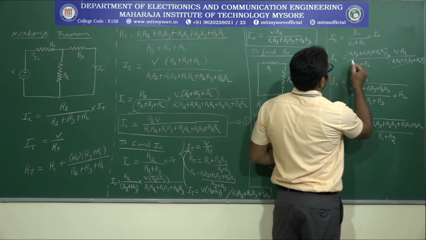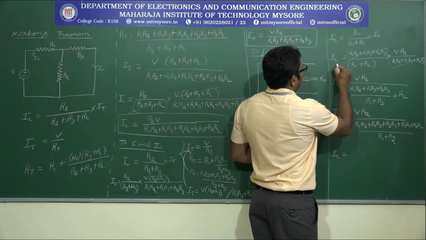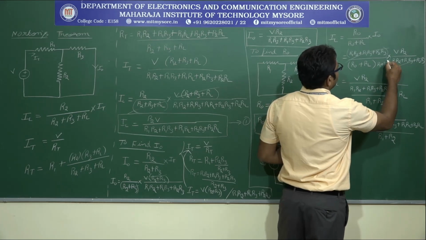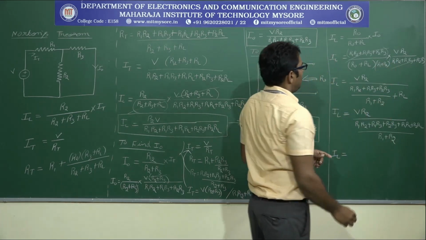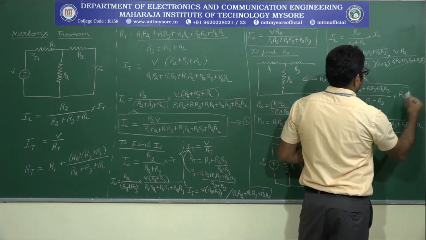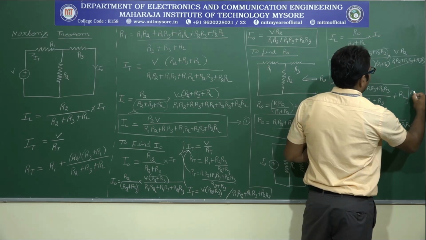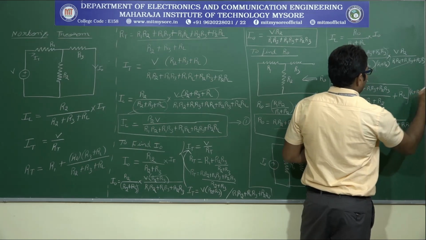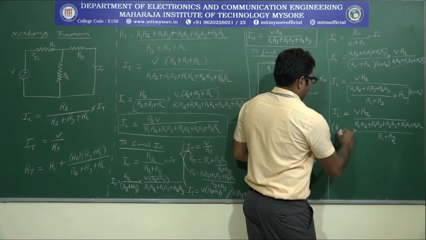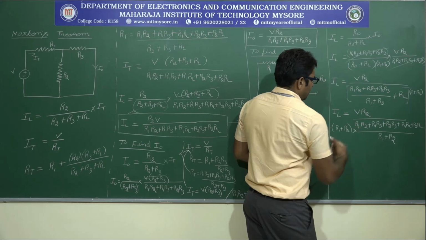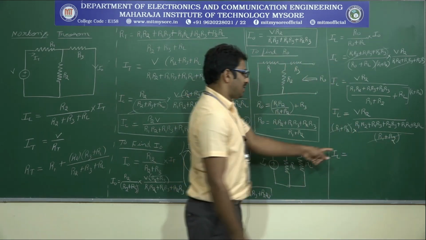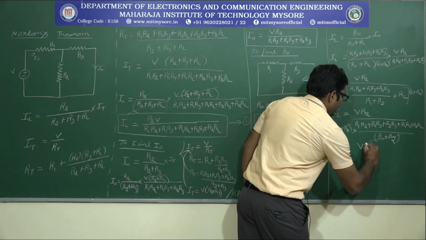So just let me write here R1 plus R2. Okay. Next, again this whole combination into R1 plus R2. Again this whole combination with R1 plus R2. See, R1 plus R2 will get cancelled. Then what is the remaining?